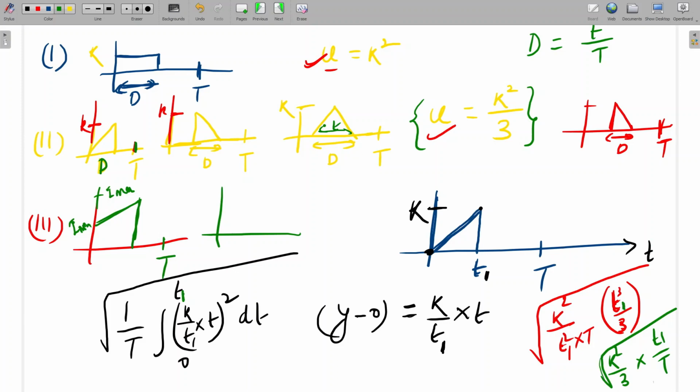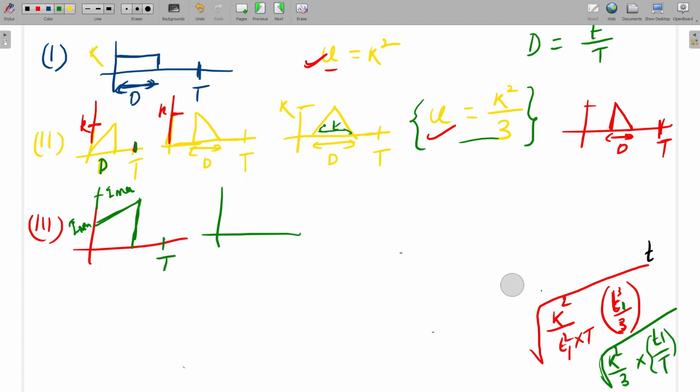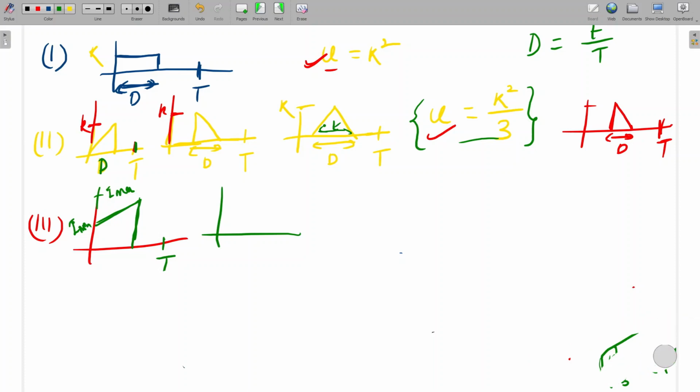So what you will find is U into D, where D is t1 by T. U is whatever I have written here, K square by 3. Is it clear? Yes, sir. I have derived the short trick. You can do any question manually and verify with this short trick. Both answers will match.